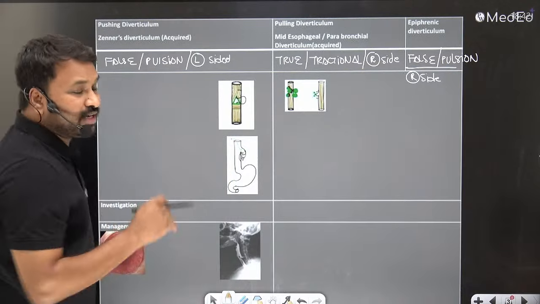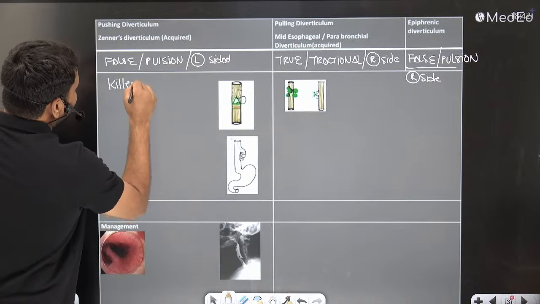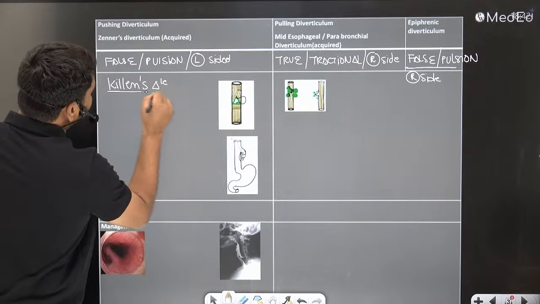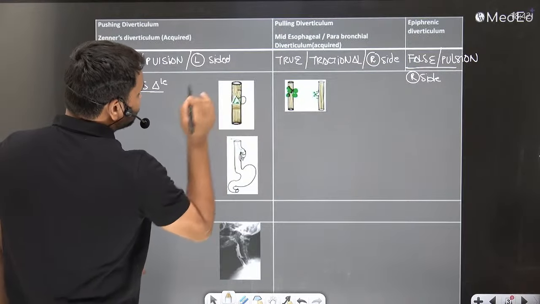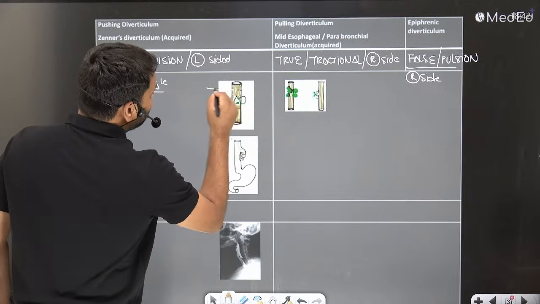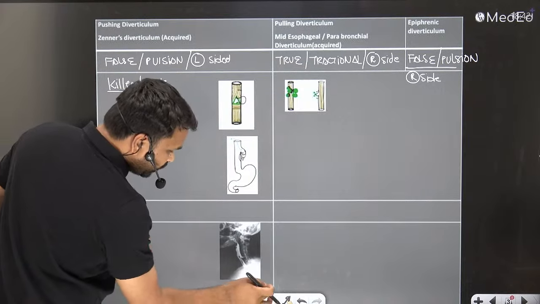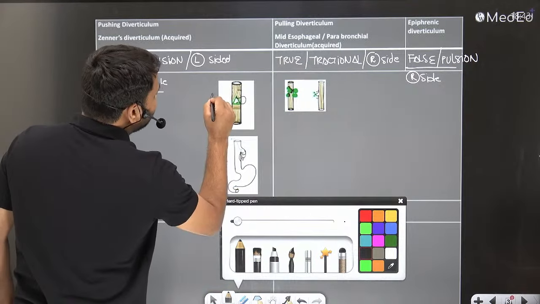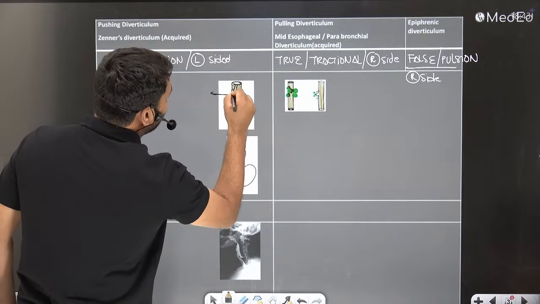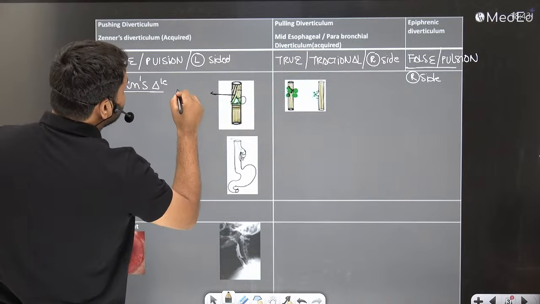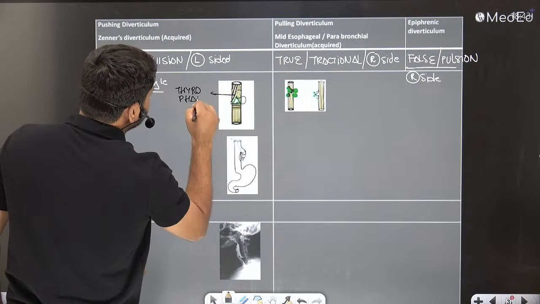Now, when you talk about the Zenker's diverticulum, I hope everybody knows the anatomical weakness. That is Killian's triangle, or Killian's dehiscence. Now, what are the boundaries of Killian's triangle? You have an image here. This is the Killian's triangle through which it is occurring. On the upper surface, you will notice the oblique fibers. The oblique fiber is your thyropharyngeus muscle.